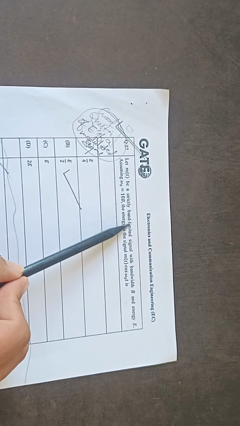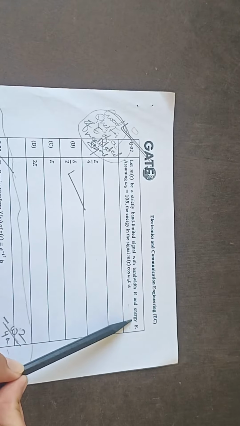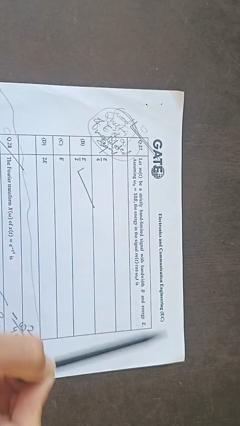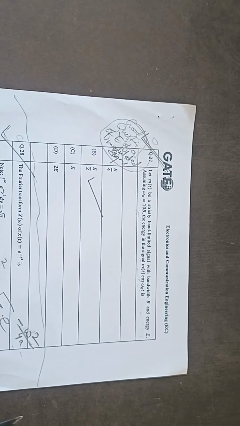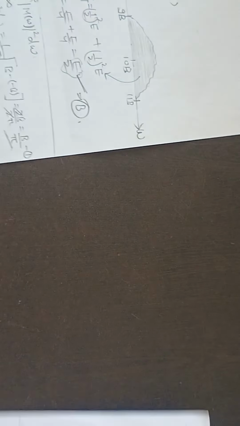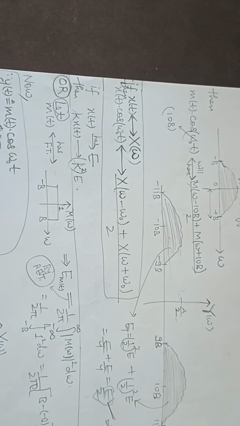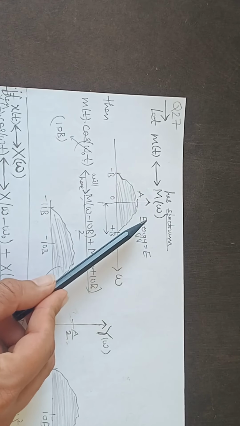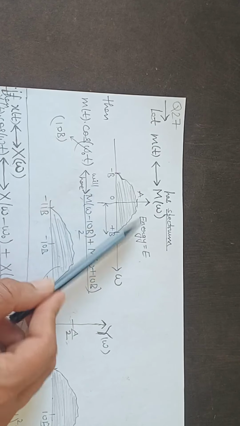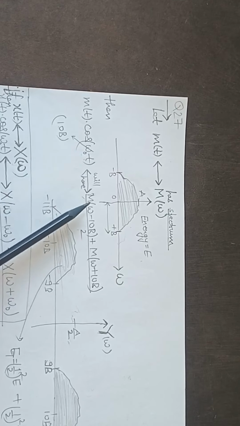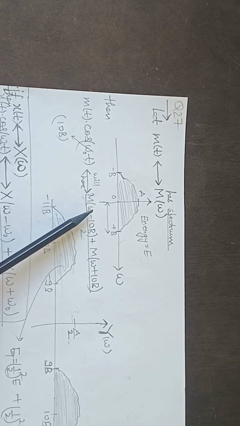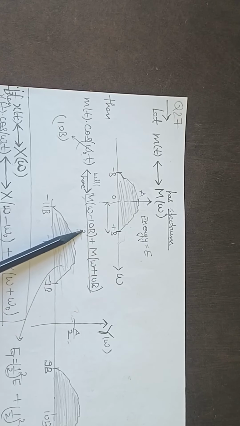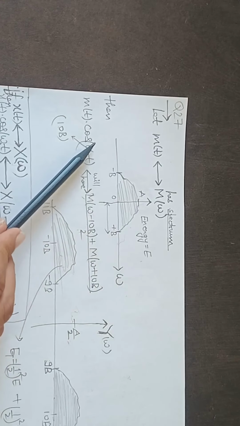It is saying that let m(t) be a strictly band limited signal with bandwidth b and energy E. Assuming omega naught is equal to 10b, the energy in the signal m(t) cos omega naught t is? Here you can see that m(t) has a spectrum M(omega) and energy E. Then m(t) cos omega naught t will have the spectrum as [M(omega minus 10b) plus M(omega plus 10b)] by 2. So it will be shifted by 10b on both sides.